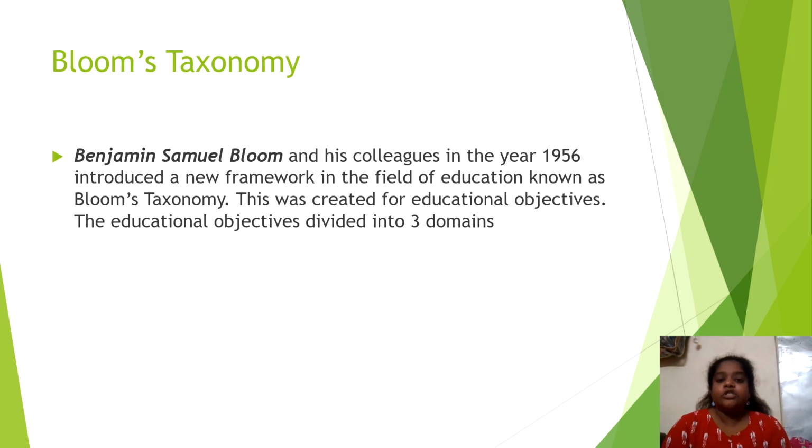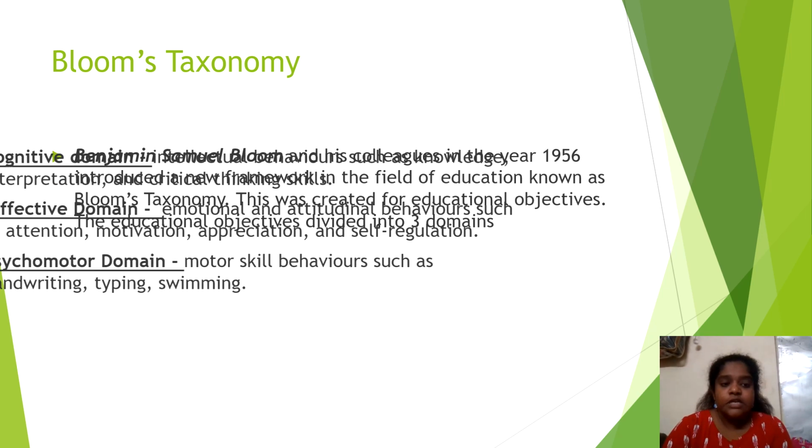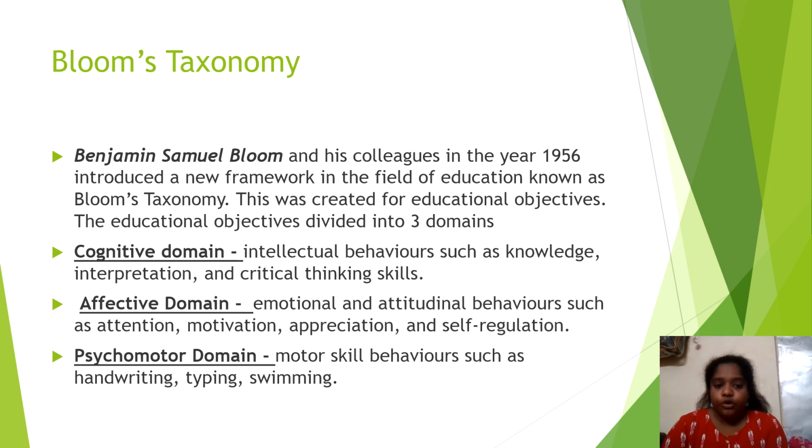Bloom's taxonomy, which is one of the most commonly used taxonomies across the world, has 3 domains: cognitive, affective, and psychomotor. The cognitive domain involves intellectual behavior such as knowledge and interpretation. The affective domain mostly involves emotional and attitudinal behaviors, motivation, self-regulation, etc. The psychomotor domain focuses on motor skills using the hands, like writing, typing, and swimming.